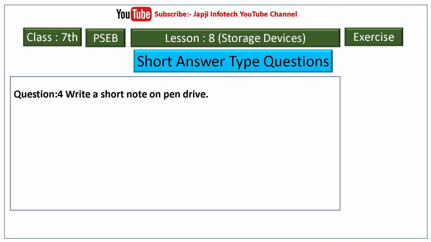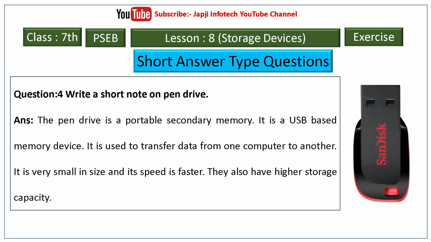Fourth one is write a short note on pen drive. The pen drive is a portable secondary memory. It is a USB-based memory device. It is used to transfer data from one computer to another. It is very small in size and its speed is faster. They also have higher storage capacity.